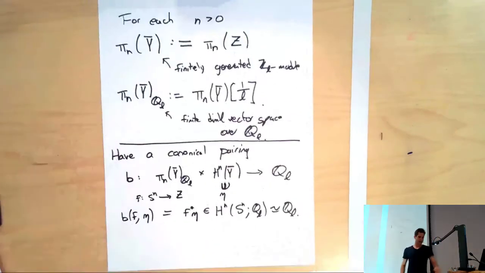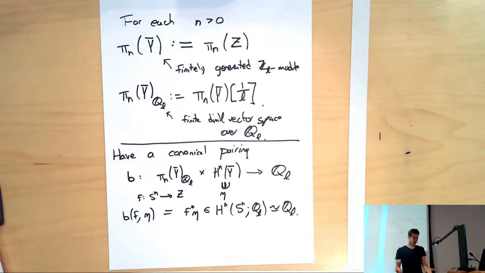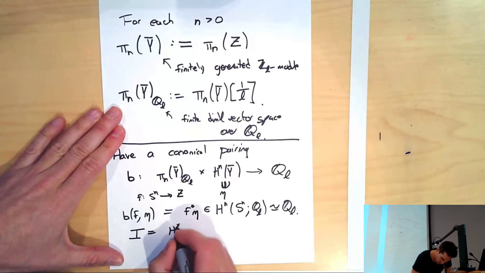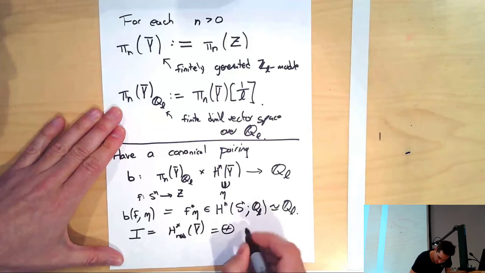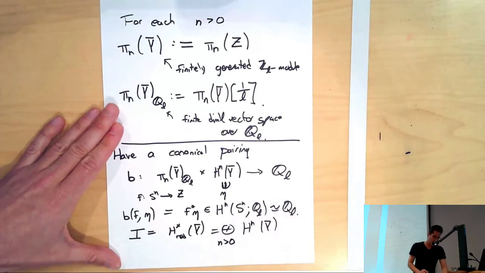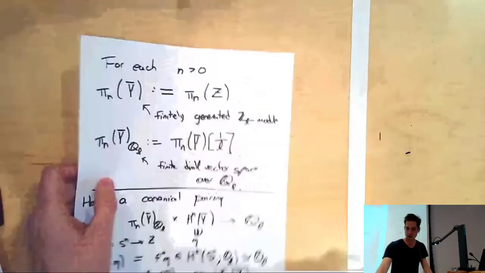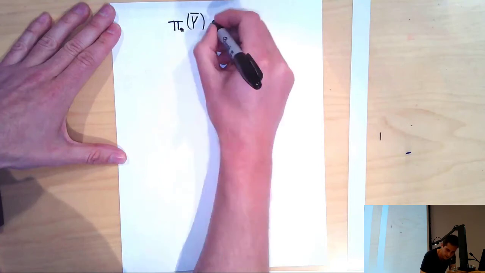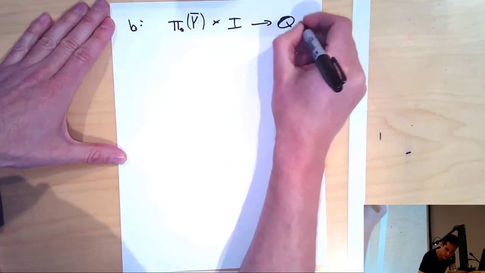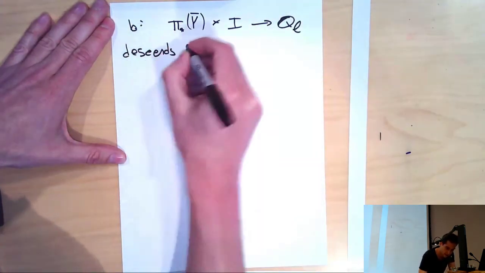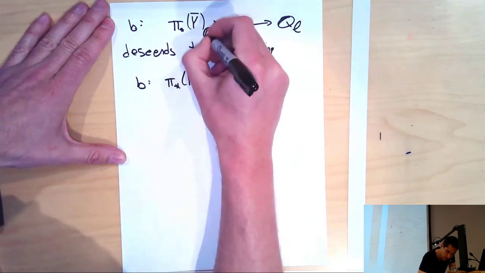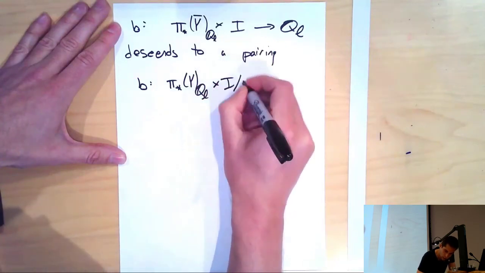Okay, so what can I say about this pairing? Well, first, this pairing is only interesting when n is greater than 0, because in degree 0, there's no homotopy group of y. So let I be the reduced cohomology of y bar. This just means the sum of Hn of y bar where n is greater than 0. I want to think of this as an ideal sitting inside the entire cohomology ring of y bar. And so let me think of this pairing then as a pairing between pi star of y bar cross I into QL. And the claim is that this descends to a pairing, which I'm also going to denote by B, from pi star of y bar with QL coefficients cross I mod I squared into QL.